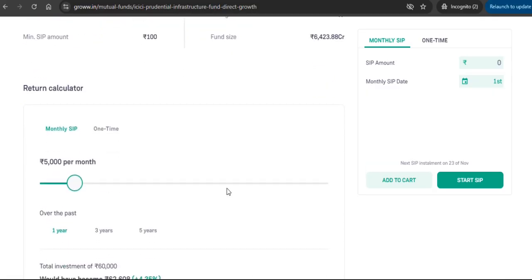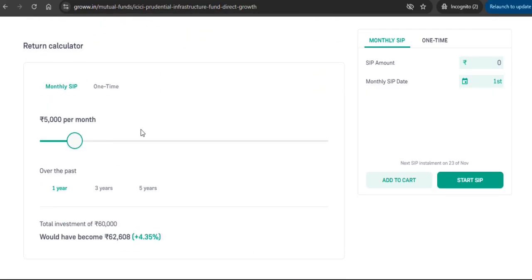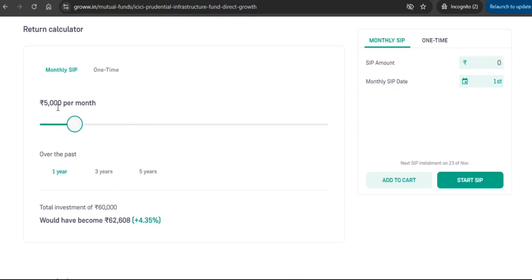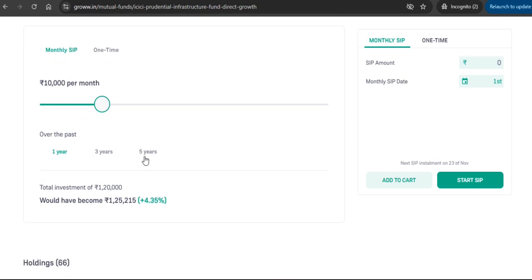If you go down, this is what I'm talking about. If you want to see the return calculator, please type in, for example, 5,000, or you're investing 10,000 per month. How many years? 1 year, 3 years, 5 years. And one request, or one thing I really want to tell you, right?